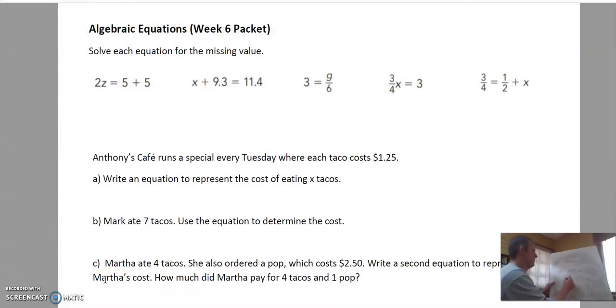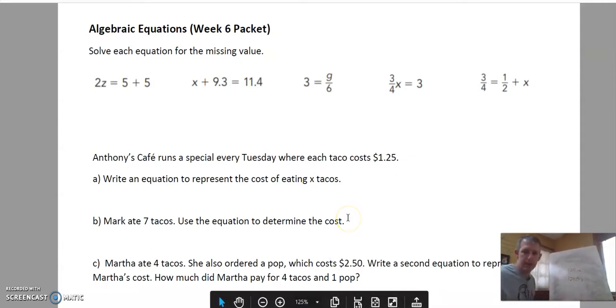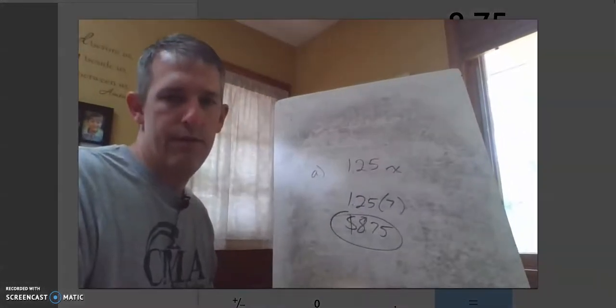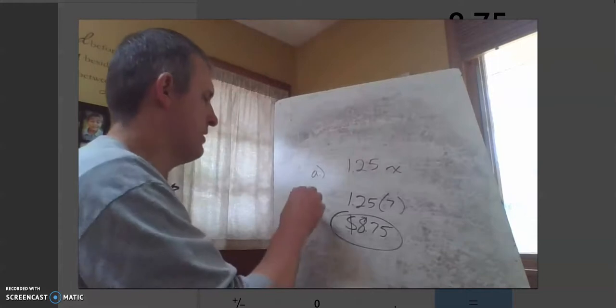Now, I think it says part B, 7 tacos, use the equation to determine the cost. Well, you can put $1.25 times 7, and that's going to equal the cost for the number of tacos we have. $1.25 times 7 is $8.75. That's our answer. There you go. So that's B.